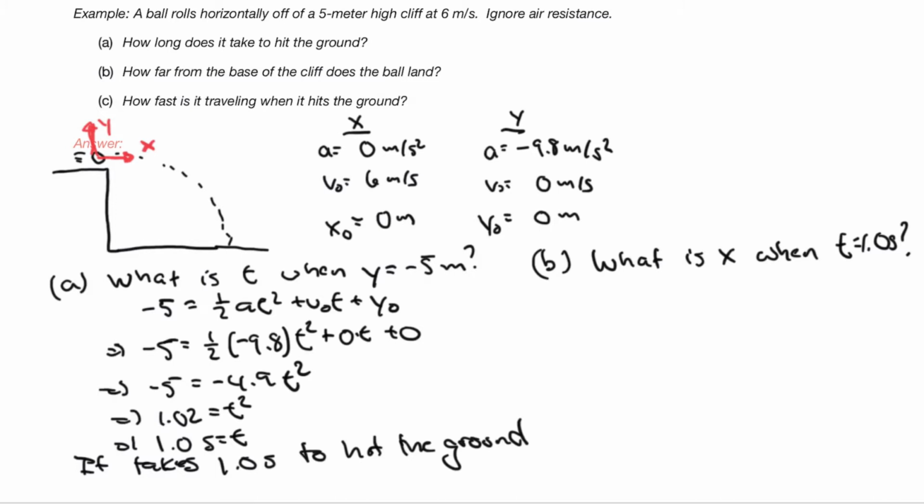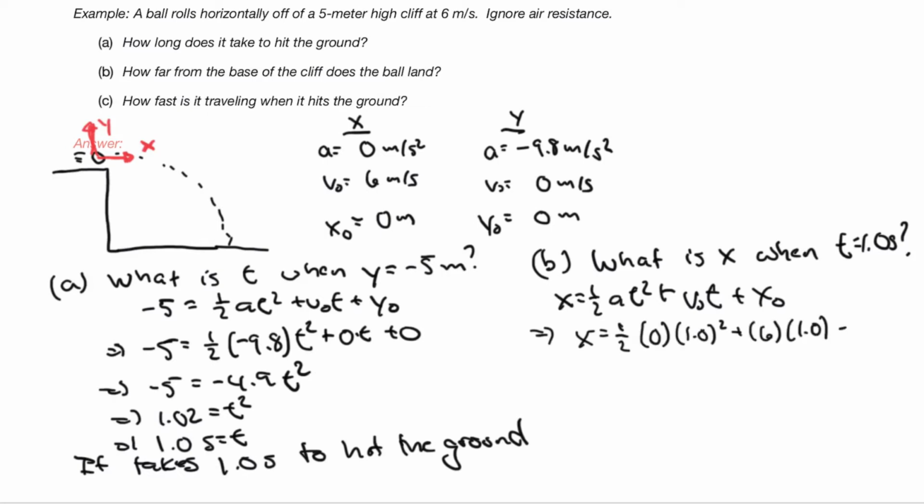So here we're trying to find position and we're given time, so the first kinematic equation is the appropriate one to use. We write it down, fill in our information, and solve. In this case, it lands 6 meters from the base of the cliff.